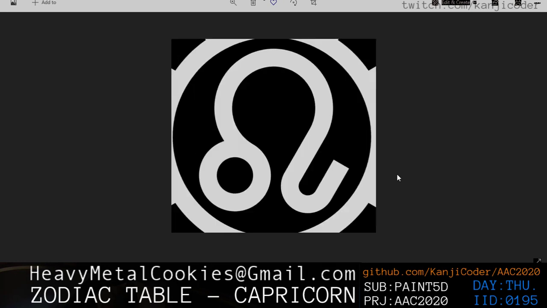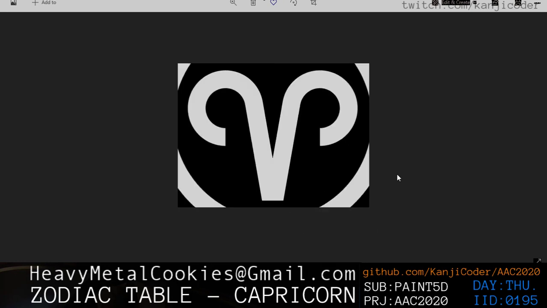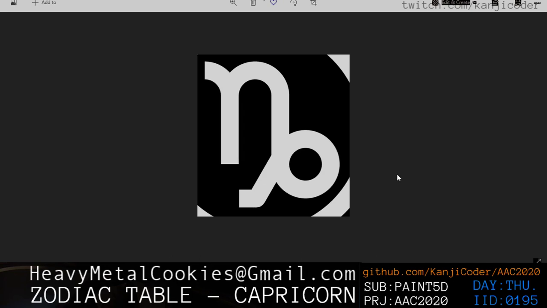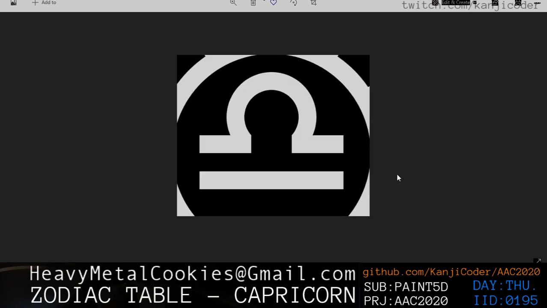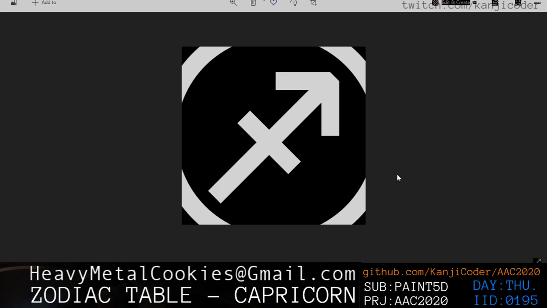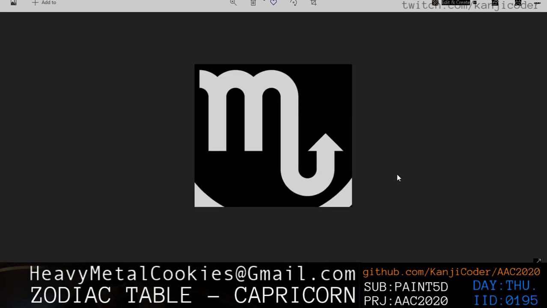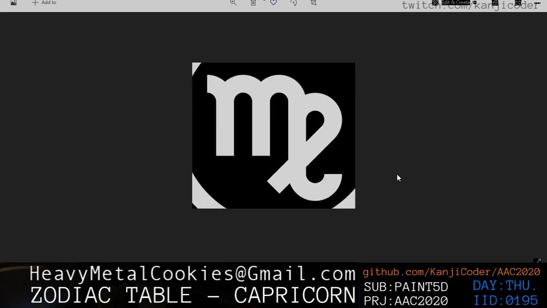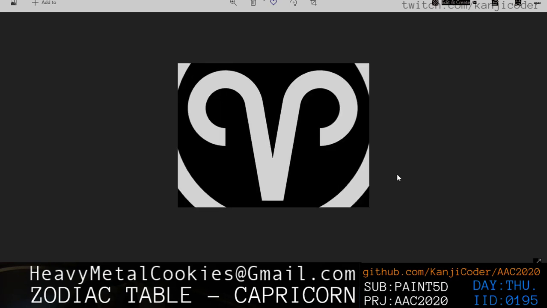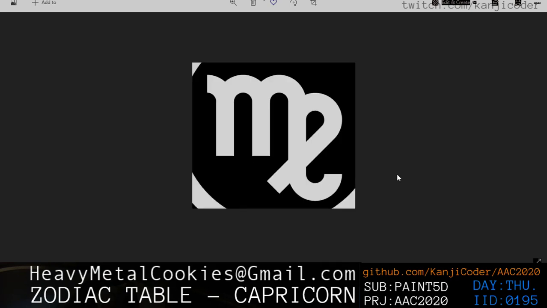So we have 2 more symbols to do. So Aries, this is Cancer, this is Capricorn, Gemini, Leo, Libra, some type of scale, Sagittarius, the bow and arrow, this is Scorpio, this is a bull, Taurus. The M is Virgo. And yeah, those are all the symbols we have so far. We're going to keep on cranking symbols out. We have 2 more to do.